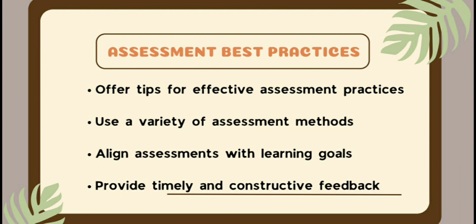In aligning assessment with learning goals, we can use clear learning objectives and assessment criteria, measuring what matters. And third is providing timely and constructive feedback. We can provide prompt feedback, which is delivering feedback in a timely manner to allow students to learn from their mistakes and improve. Second is constructive critique. Focus on providing constructive feedback that highlights strengths and suggests areas for improvement. And engage in dialogue, which is encouraging two-way communication in the feedback process. It allows students to ask questions and seek clarification.